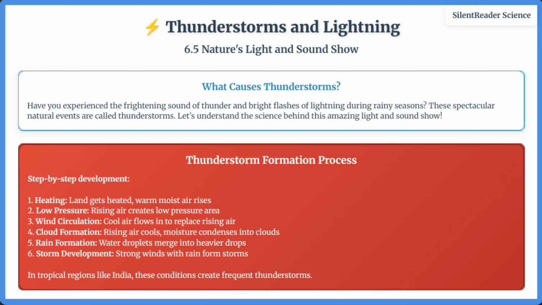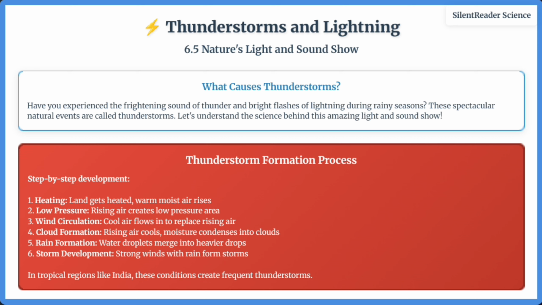Now let's understand thunderstorms and lightning, nature's spectacular light and sound show. Thunderstorms develop when land gets heated, causing warm, moist air to rise and create low pressure. Cooler air flows in to replace it, gets heated, and rises too. This creates continuous wind circulation.